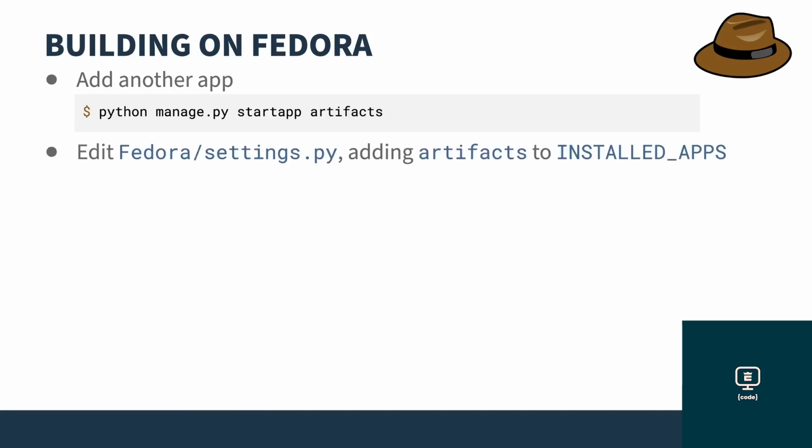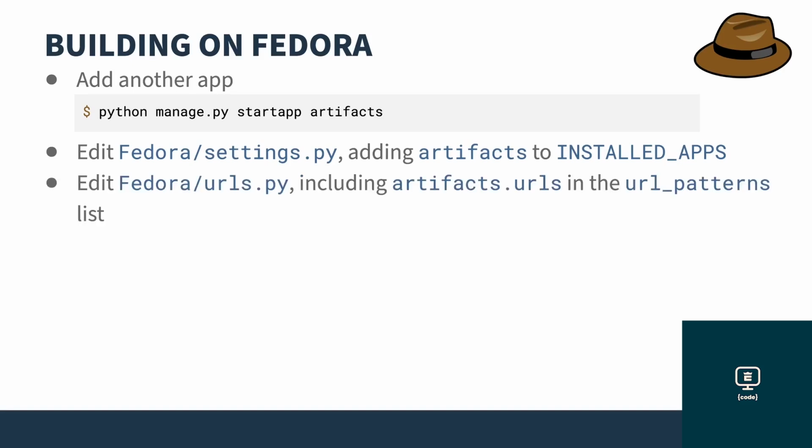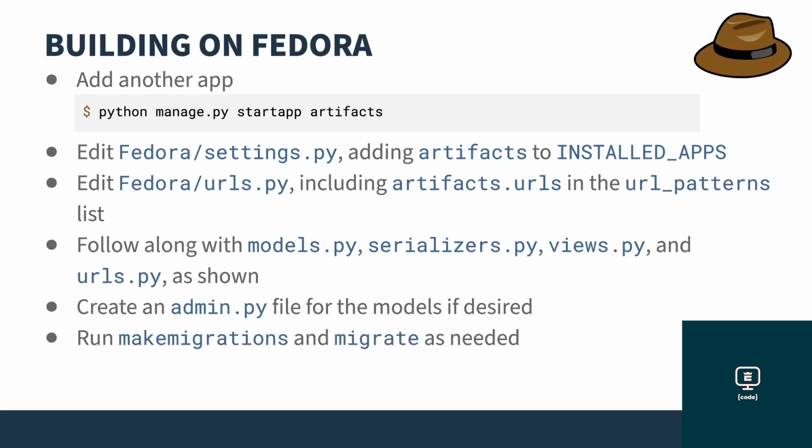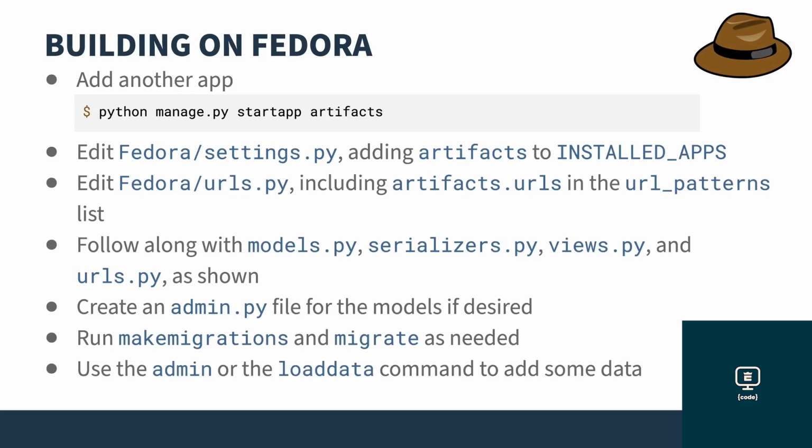I'm going to have to edit the settings.py file, adding artifacts to the installed apps list. I'm going to have to edit the Fedora URLs file to add the artifacts URLs file in the URLs pattern list. And then for the rest of this lesson, I'm going to show you the contents of models.py, serializers.py, views.py, and urls.py. You can code along with me as I go. In order to play with the REST interface, you're going to need some data. So you can either create an admin.py file to go with the models.py, or you can use the one supplied in the supplemental materials. Don't forget to run makemigrations and migrate as necessary, and then use the admin or loaddata command to add some data to play with.